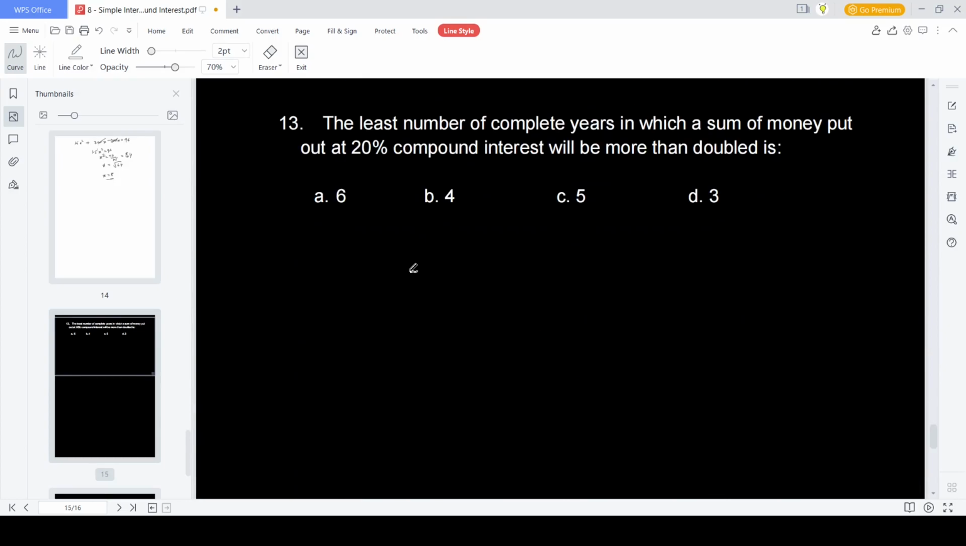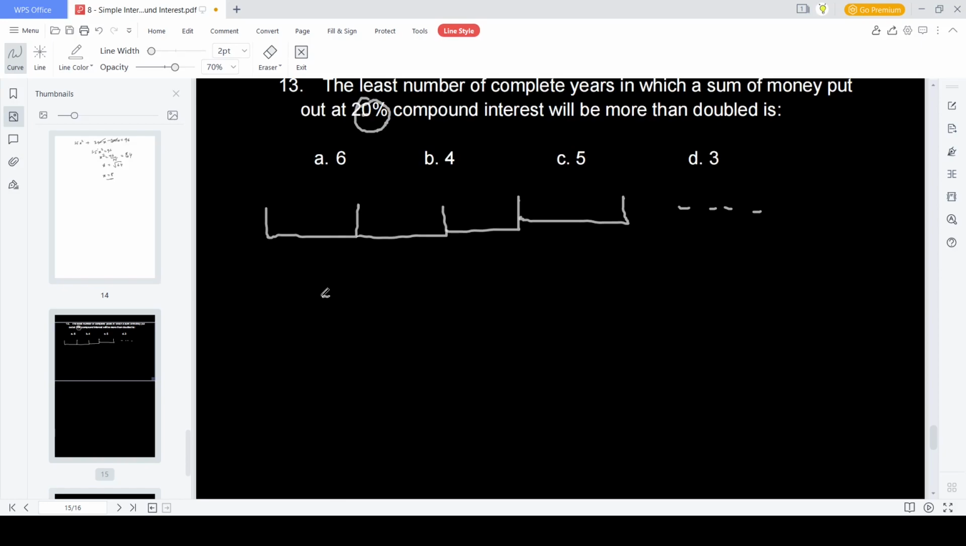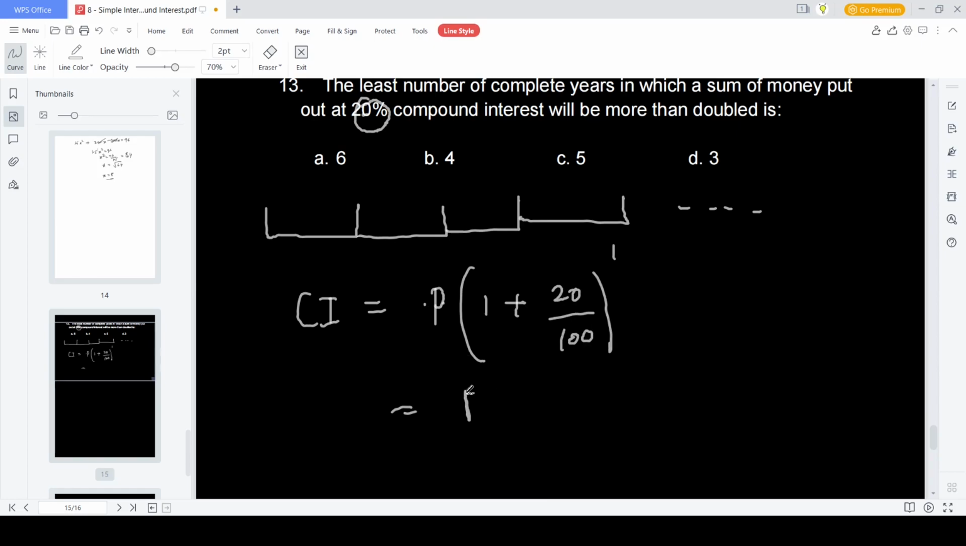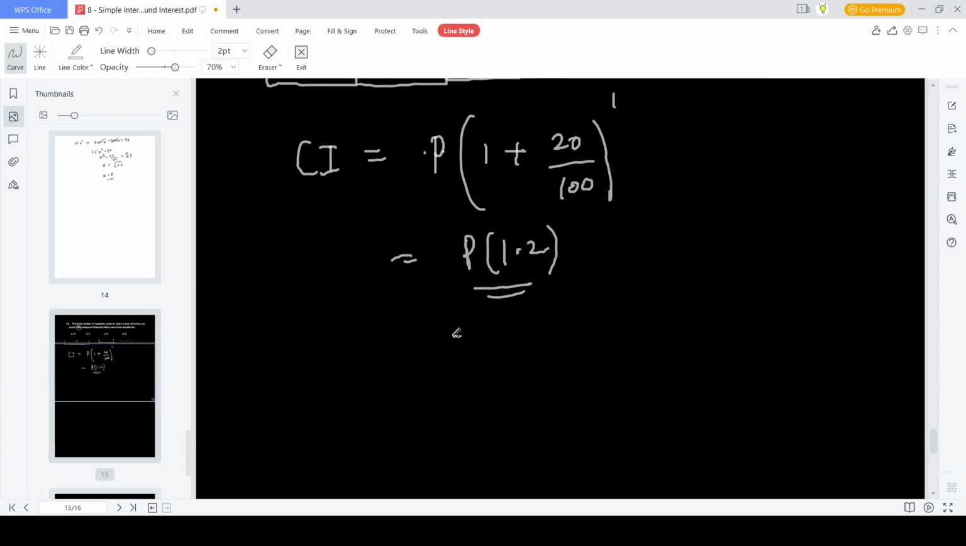Next question. The least number of complete years in which a sum of money put at 20% compound interest will be more than double is what? Basically, compound interest has to be used, and in how many years will your money double, at a rate of 20%? Now see, at the end of the first year, compound interest is P into (1 plus 20 by 100) to the power 1. This is nothing but P into 1.2, which is 1.2 times the principal, not 2 times.